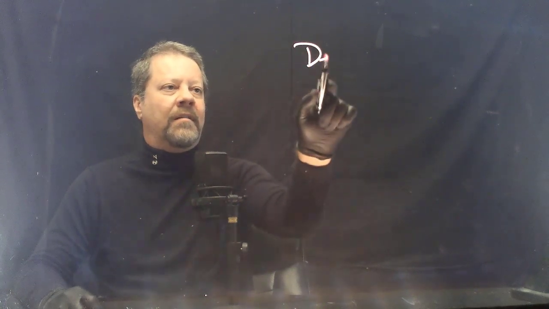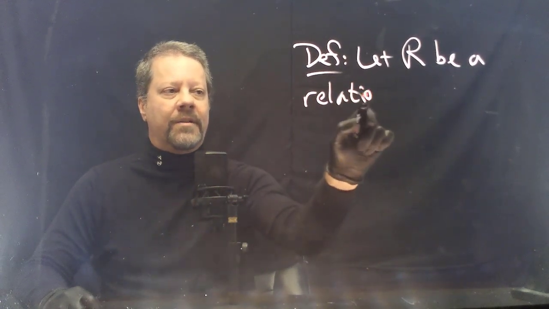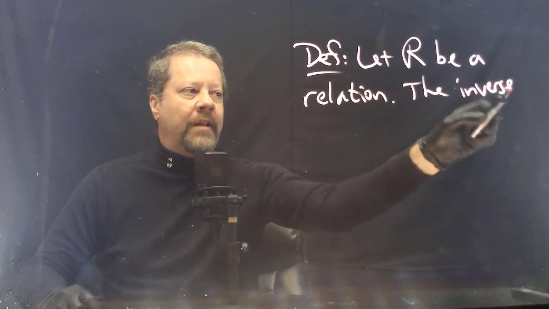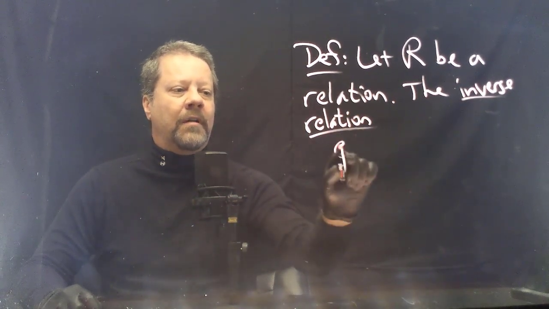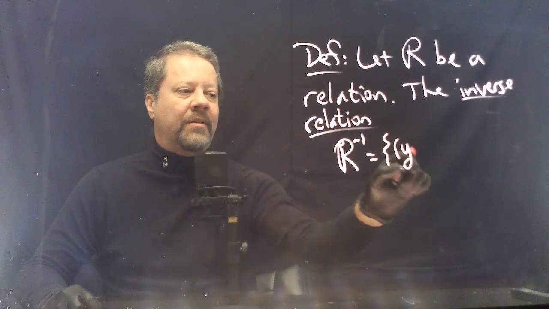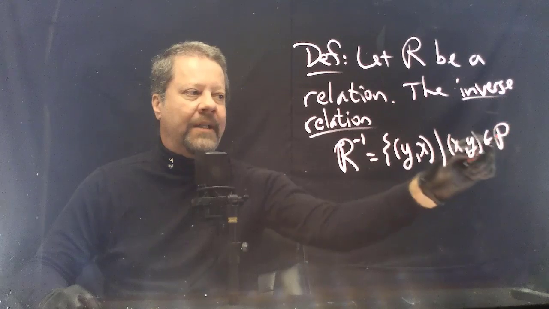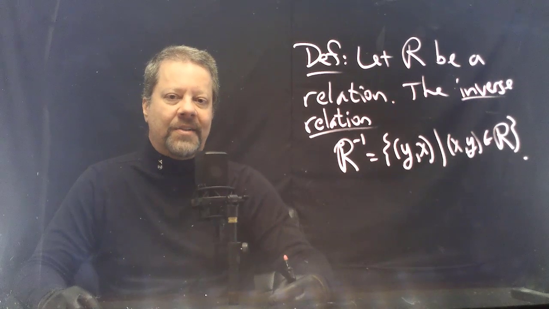Every relation has an inverse. Let R be a relation, just a collection of ordered pairs. The inverse relation, R with a superscript of -1, is the set of all points (y, x) such that (x, y) is in the relation. So the inverse relation just reverses the x's and y's.